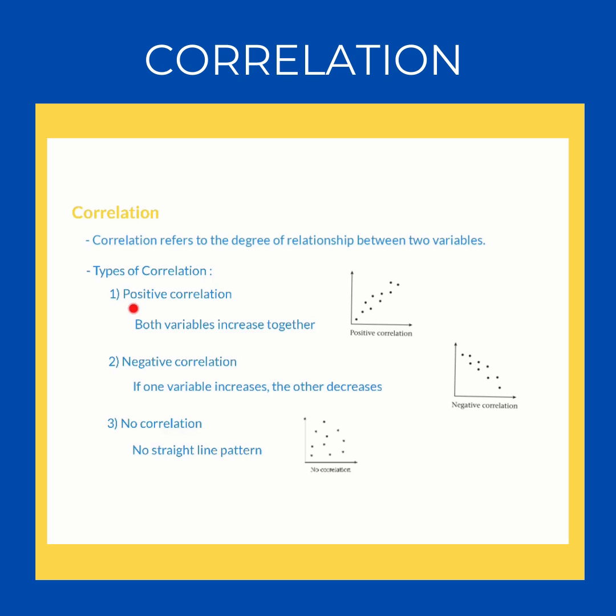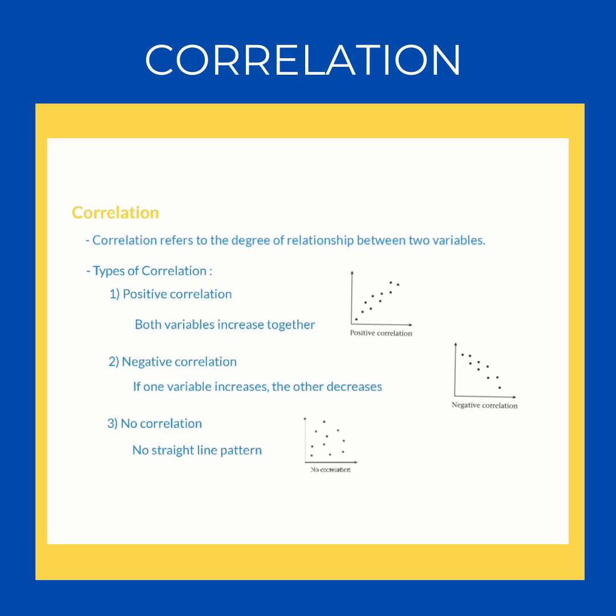The first type is positive correlation, the second type is negative correlation, and the third and final type is no correlation. Now, positive correlation means both variables increase together. If we take a look at this diagram, as the value of x increases, the value of y increases as well. So the points here can be represented by a straight line going upwards. So this means that both variables are positively correlated.